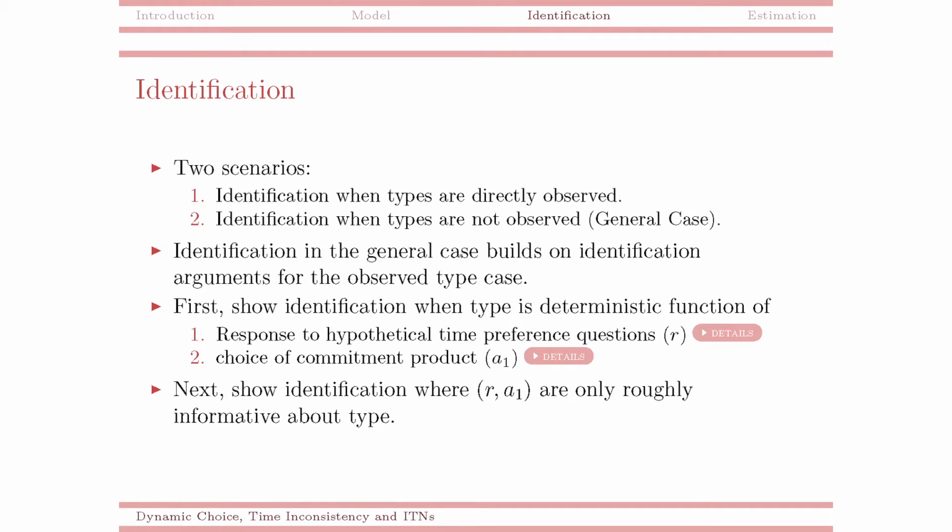So what I'll do first is show you some intuition to give you some idea of how identification is achieved when the person's type is a purely deterministic function of two observables. The first observable is a set of responses to hypothetical time preference questions. These are designed to be very similar to the kinds of time preference questions asked in the usual development RCT type surveys. And then also the response to this commitment product, a particular kind of contract that's designed again to be similar to the kind of contracts offered in these situations. Next I'm going to show you identification when both of these are only roughly informative about agent type, and I'll show you what exactly I mean by roughly informative when we get to that part.